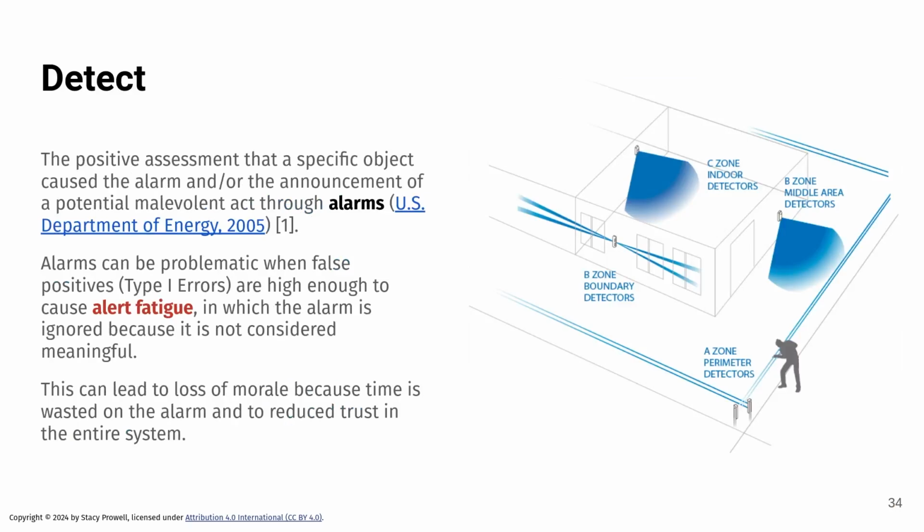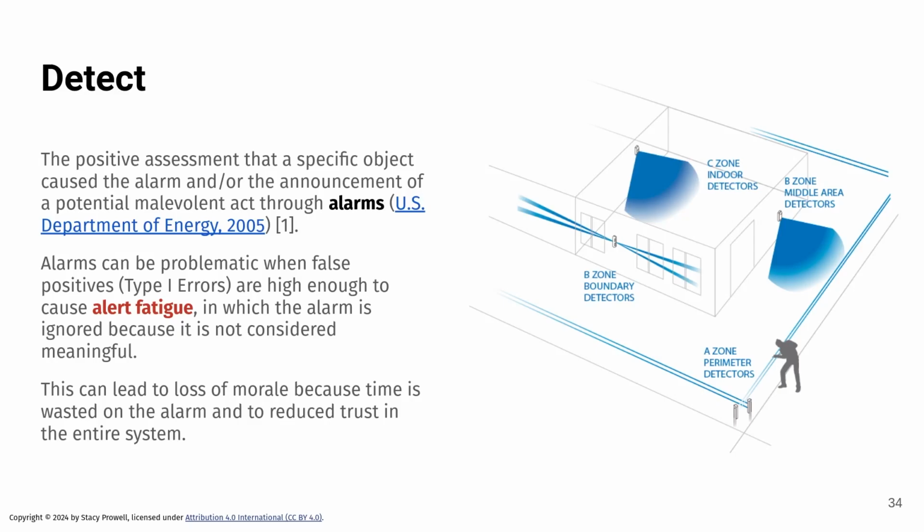Detect. Detect is pretty obvious, right? We want to detect you, so we set up cameras, or we bury fiber optic cables to detect people walking, or we do other sorts of things to try to detect someone coming in. Detection is the positive assessment that a specific object caused an alarm, or the announcement of a potential malevolent act through alarms.